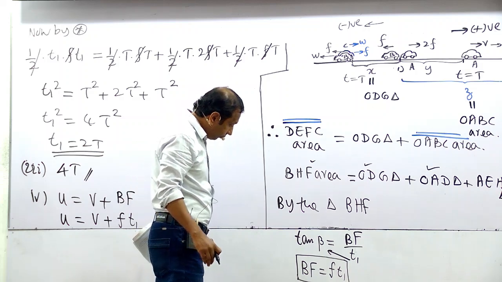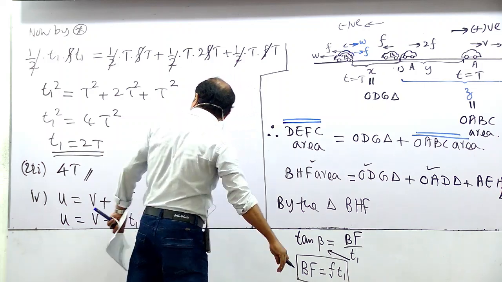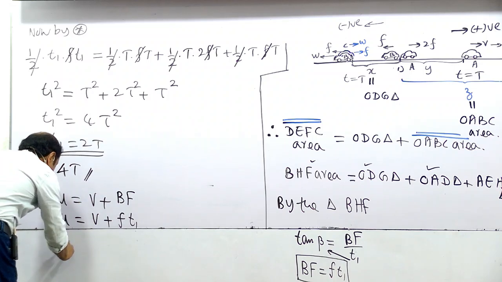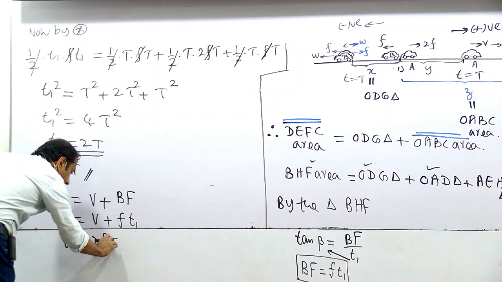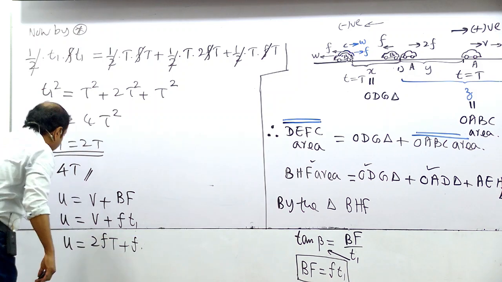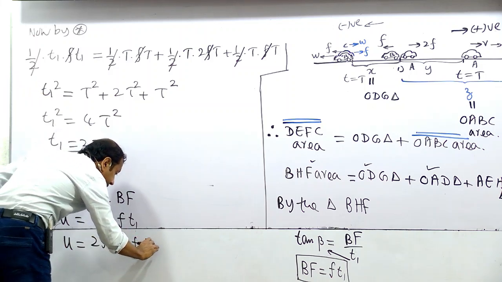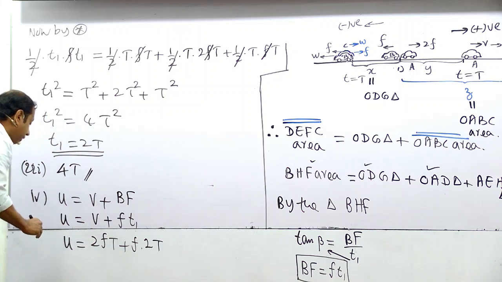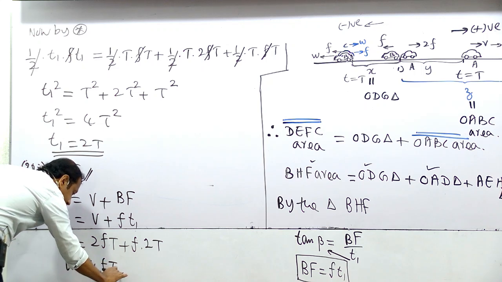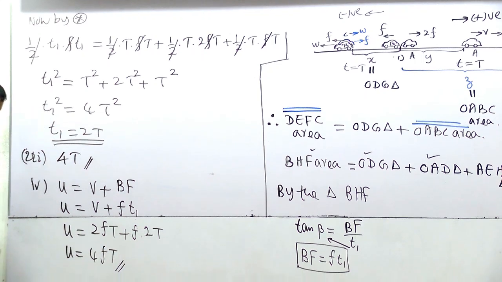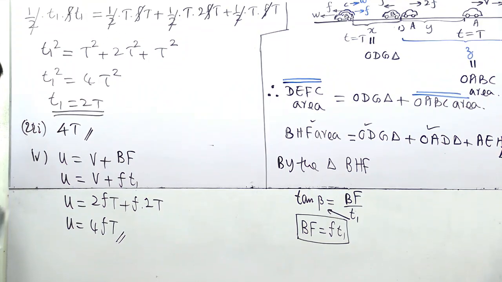Right. T1, just now we found, is 2T. U equals V. We found 2FT, FT1, 2T. Right. What do you get? U equals 4FT. This is the fourth one.